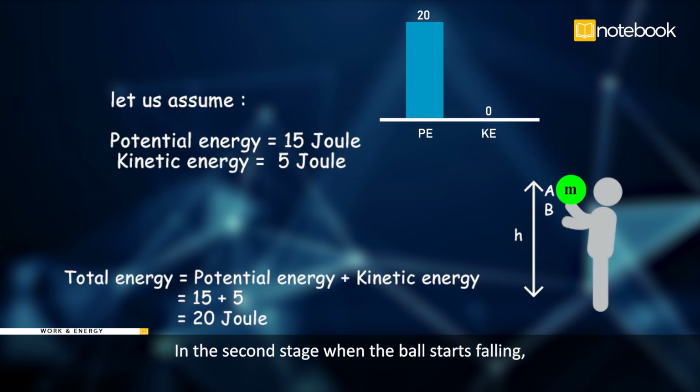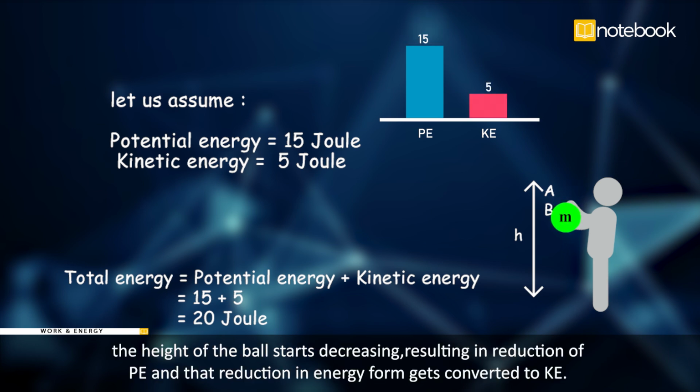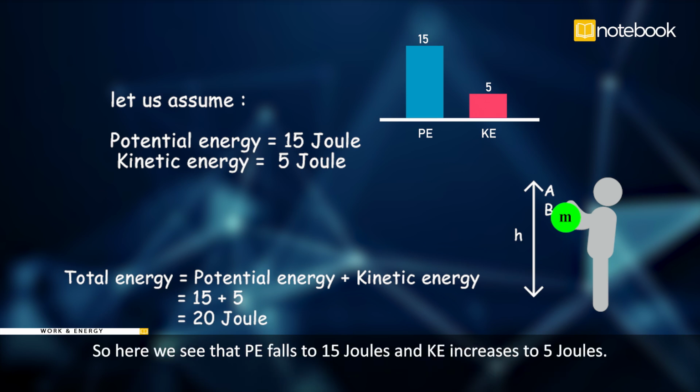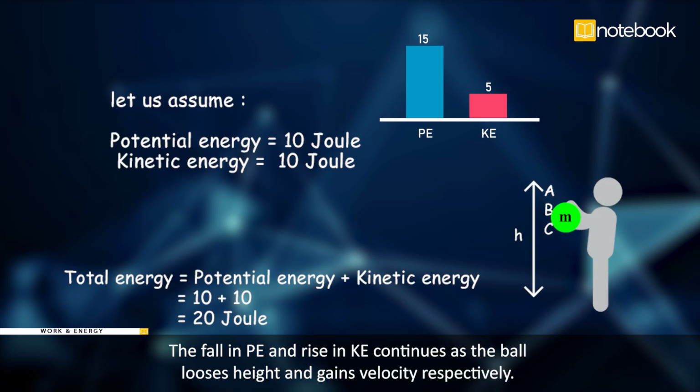In the second stage, when the ball starts falling, the height of the ball starts decreasing, resulting in the reduction of potential energy. And that reduction in energy form gets converted to kinetic energy. So, here we see that potential energy falls to 15 joules and kinetic energy increases to 5 joules. The fall in potential energy and rise in kinetic energy continues as the ball loses height and gains velocity respectively.